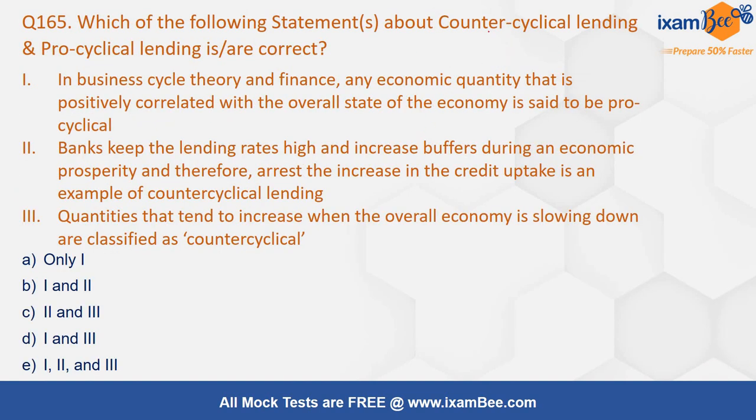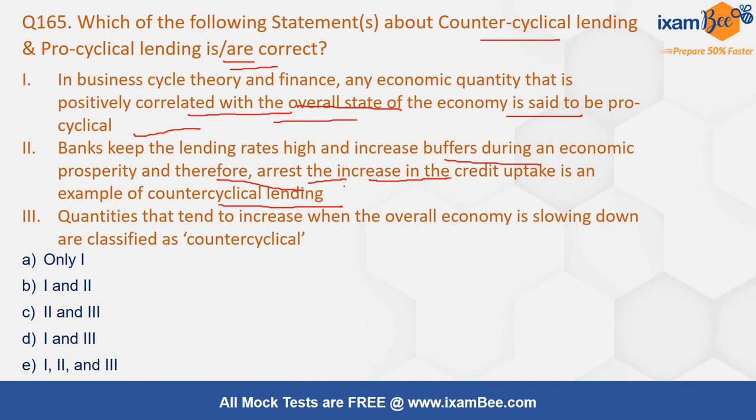Which of the following statements about counter-cyclical lending and pro-cyclical lending are correct? In business cycle theory and finance, any economic quantity that is positively correlated to the overall state of the economy is said to be pro-cyclical. Positively correlated, so pro-cyclical. Banks keep the lending rate high and increase buffers during economic prosperity. Just understand, when the bank increases the rate, the deposit rates are also increased. That is a cost for the bank. So it says that they keep the reserve and therefore arrest the increase in credit uptake, an example of counter-cyclical lending.